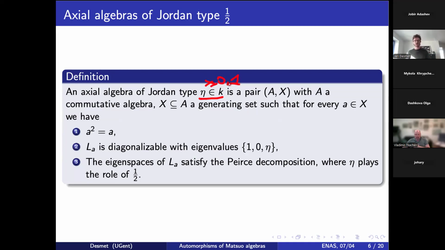And we ask that we have an algebra A with a generating set X, such that every A in this generating set is an idempotent. It is diagonalizable with precisely 3 eigenvalues, where this eta is fixed for every A, because we fixed it in the beginning.